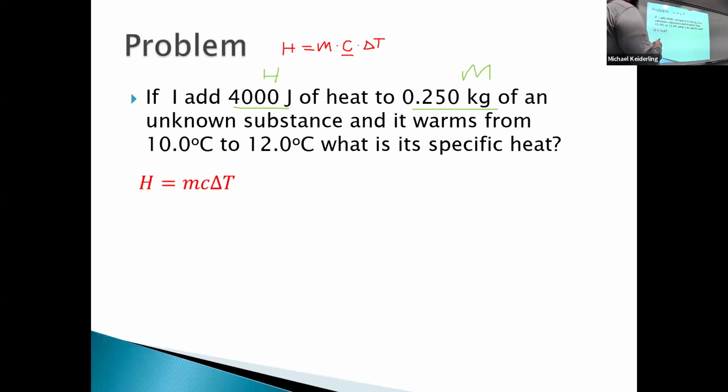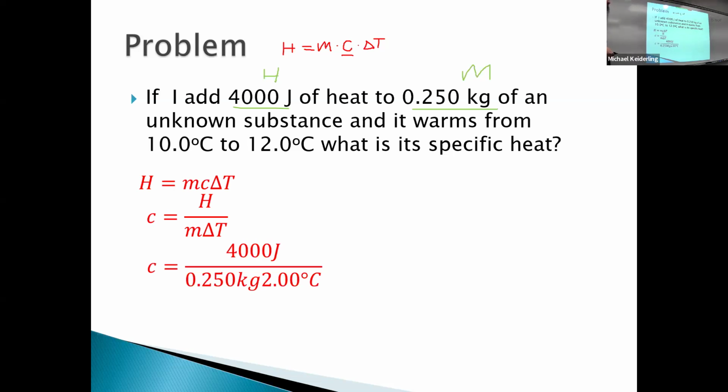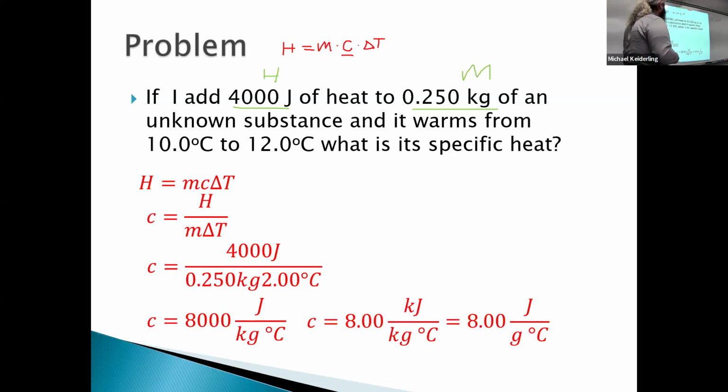So here, heat equals mass times heat capacity times change in temperature. Heat capacity will be heat divided by mass times change in temperature. So 4,000 joules divided by 0.25 kilograms times 2 degrees Celsius, that comes out to 8,000 joules per kilogram degree Celsius. Very few things actually have a heat capacity that high. So this is some strange unknown substance. That's 8 kilojoules per kilogram degree Celsius, or 8 joules per gram degree Celsius, if you want to do some conversions.